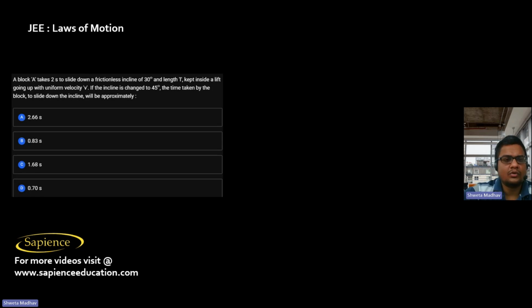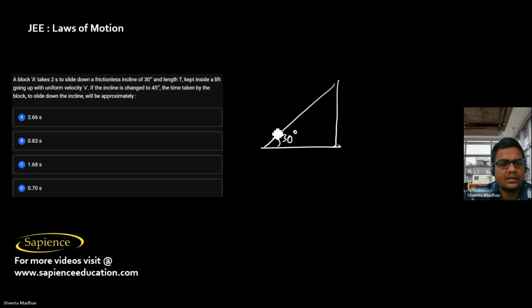Then here it is told: a block A takes 2 seconds to slide down a frictionless incline of 30 degrees. Its angle of inclination is 30 degrees and length L. So the block will start from point A at the top till the bottom of the incline. It takes 2 seconds, the time taken by it to reach from the top to the bottom of the incline, and it is having length L.